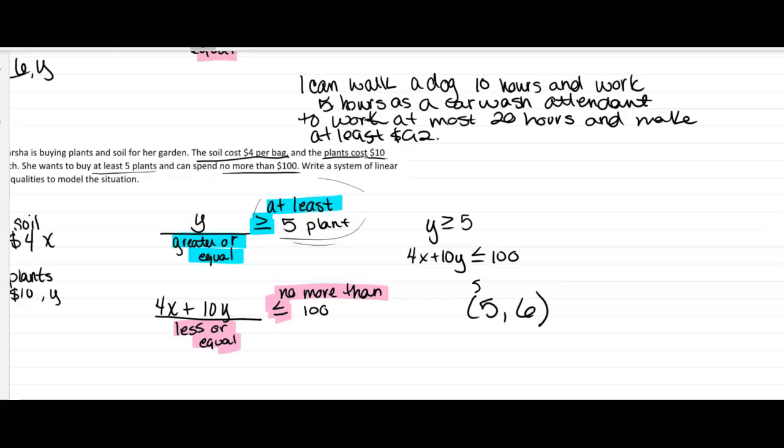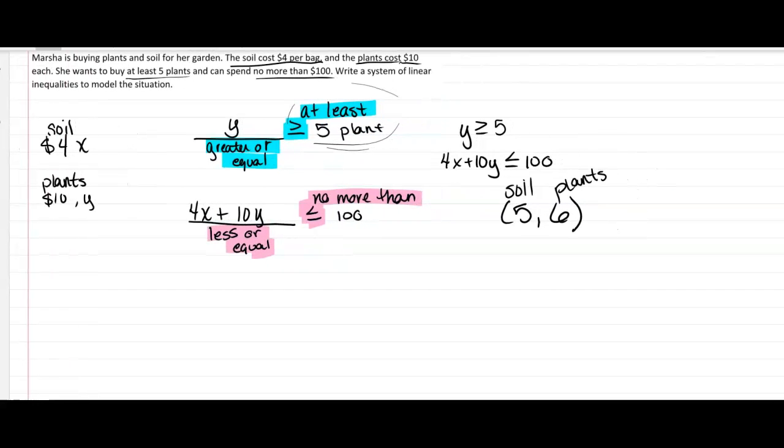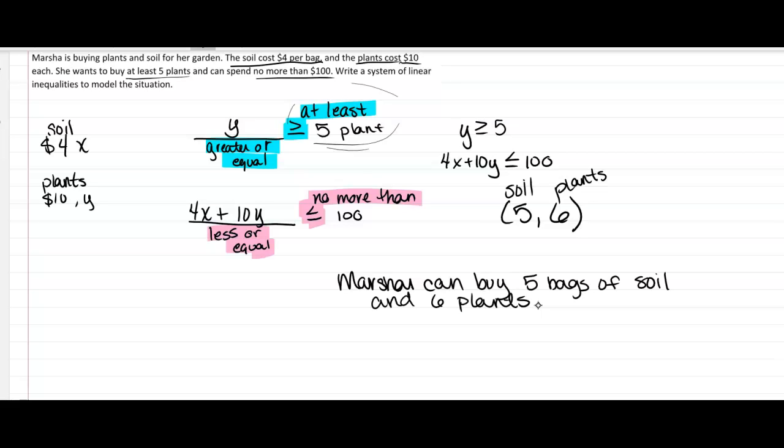Your x represents the soil. The y represents the number of plants. So to interpret this, we want to say that Marcia can buy 5 bags of soil and 6 plants. And buying 5 bags of soil and 6 plants will satisfy both conditions. It is at least 5 plants, and they won't spend more than $100.